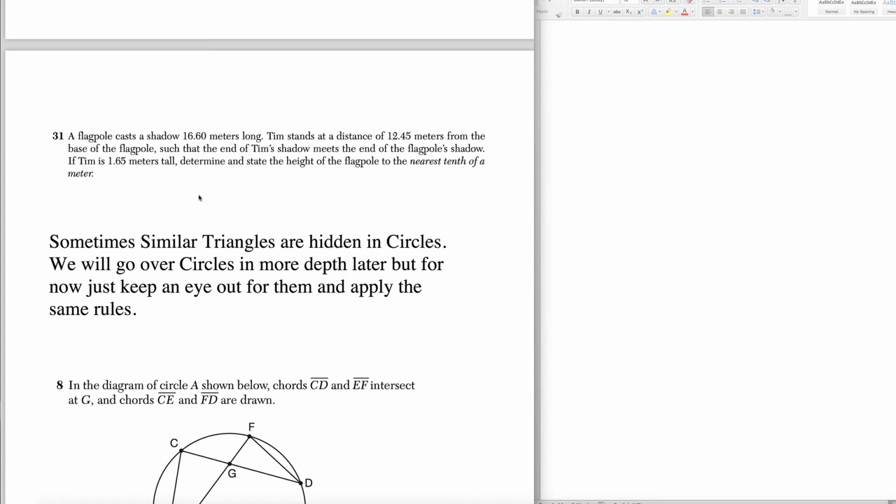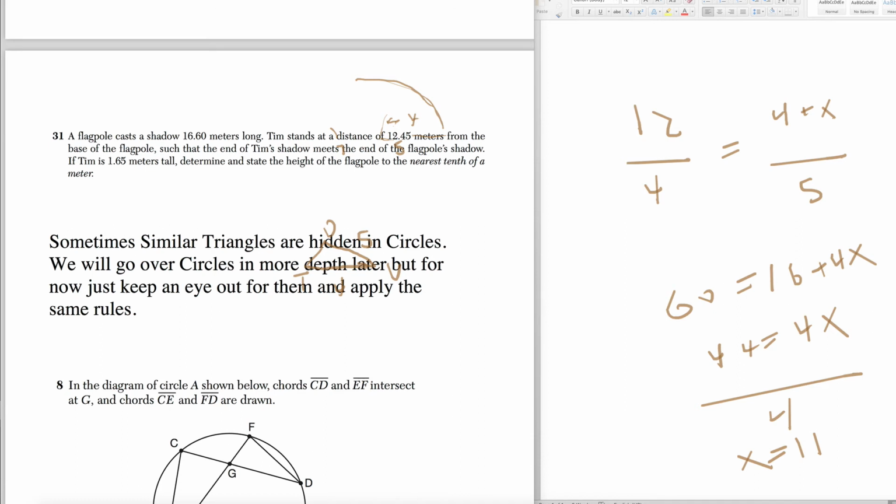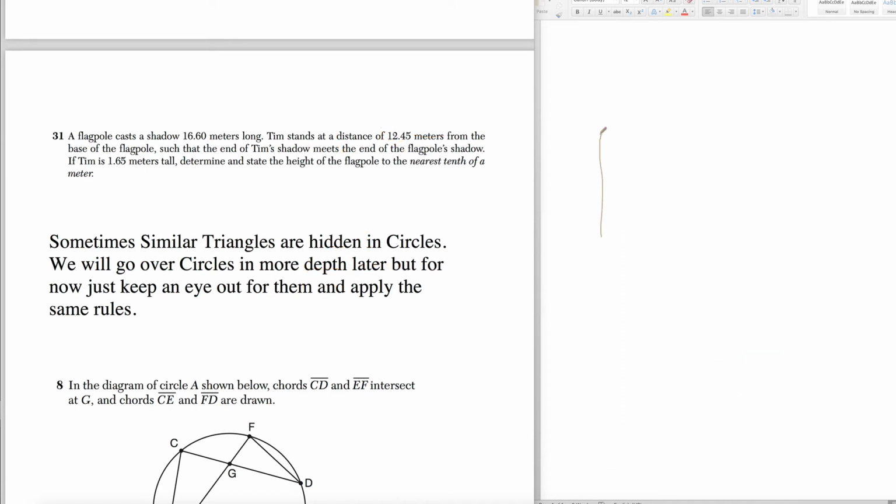So if someone has a hard time with drawing, then yeah, okay. So a flagpole casts a shadow 16 meters long. So let's say the sun's up there on a nice sunny day, and it makes a shadow that is 16 meters long. Okay, 16 meters long.